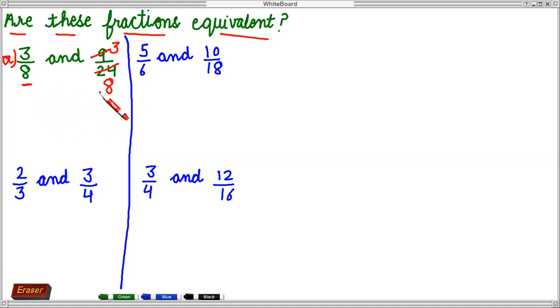Now you can see this fraction and this fraction both are equal, 3 by 8 and 3 by 8. So the given fractions are equivalent. We will write like this, 3 by 8 and 9 by 24. The original fractions are equivalent fractions.